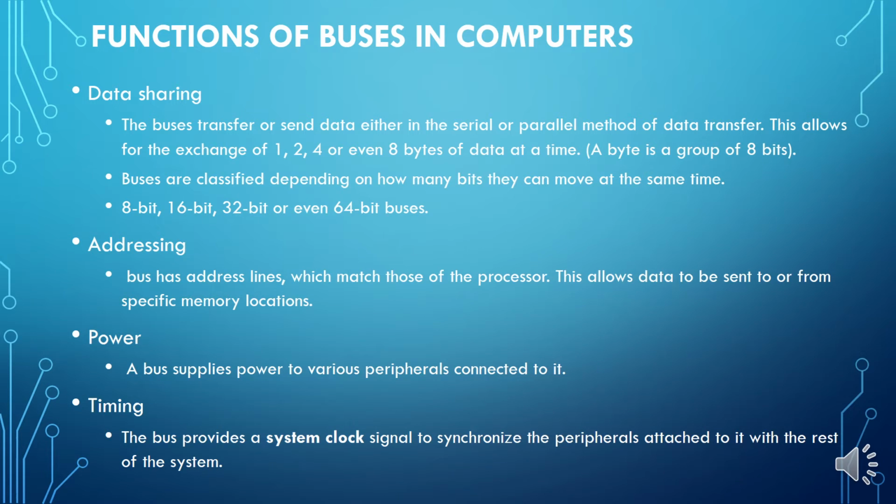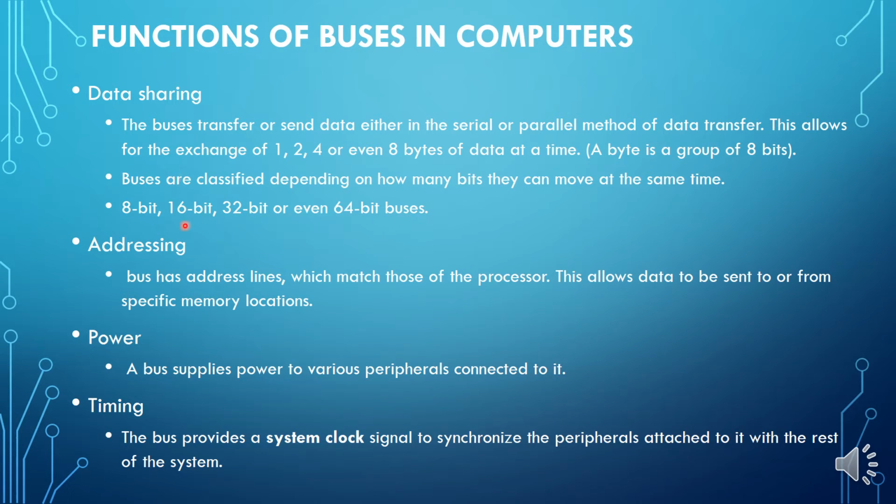Functions of buses in computers. So the main functions are data sharing, addressing, power and timing. Data sharing: the bus transfers or sends data either in a serial or parallel method of data transfer. This allows for exchange of 1, 2, 4 or even 8 bytes of data at a time. That is, a byte is a group of 8 bits. That means your bus can be of 8 bit, 16 bit, 32 bit or even 64 bit.